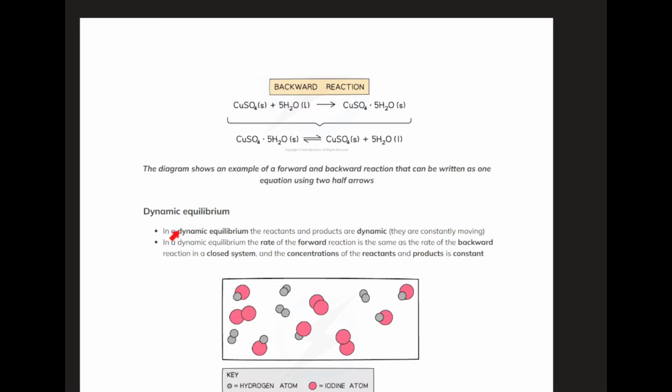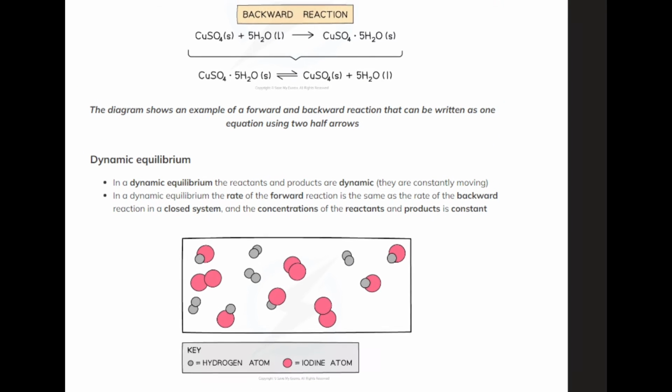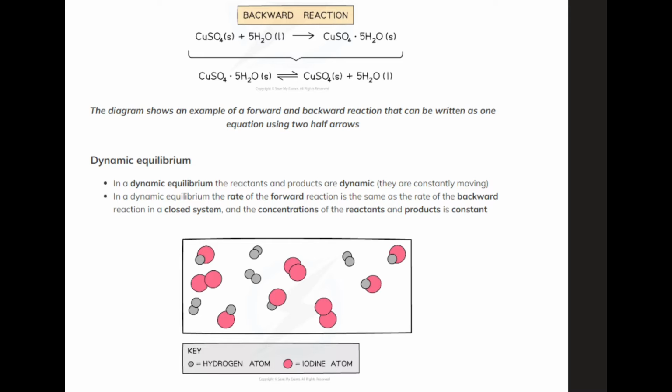Then dynamic equilibrium. So let's see what this is. In a dynamic equilibrium, the reactants and products are dynamic. That means they are constantly moving, and that is the meaning of dynamic. Since they are constantly moving, you should expect them to collide with each other and reactions may happen. Then in a dynamic equilibrium, the rate of the forward reaction is the same as the rate of the backward reaction in a closed system.